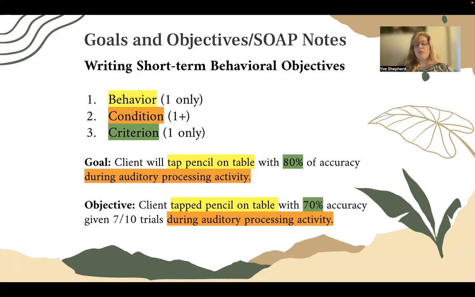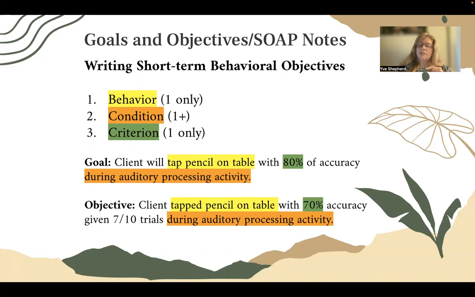Later, Tammy did an activity that focused on auditory processing skills, where Mark had to tap a pencil on the table every time he heard a number that was 3 more than the number prior. The goal for this could have been written, client will tap a pencil on the table with 80% of accuracy during the auditory processing activity.